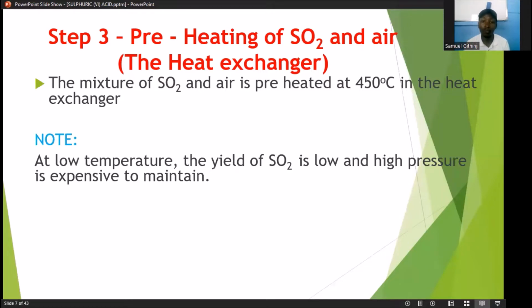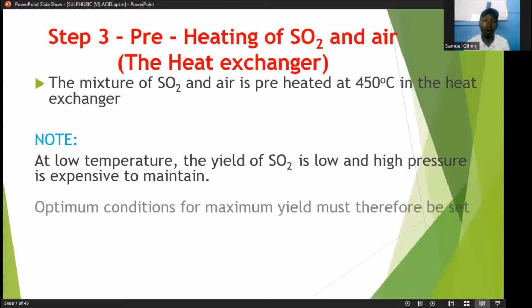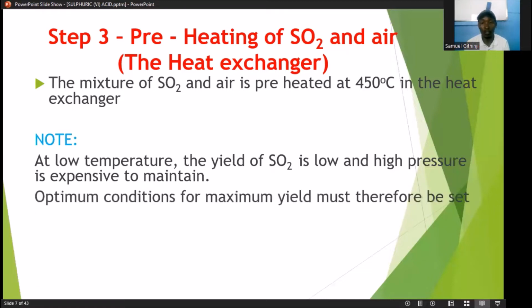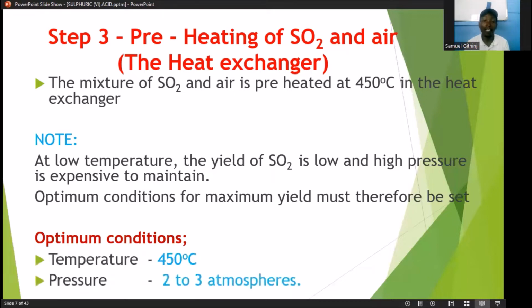So what exactly do we do? We choose optimum conditions. There must be an optimum temperature and, of course, an optimum pressure. As you can see, the optimum conditions are a temperature of 450 degrees Celsius and a pressure of 2 to 3 atmospheres. Those are the two conditions that will favor the maximum yield with low cost of production, because this is an industrial process, so we must ensure we are minimizing the cost of production.